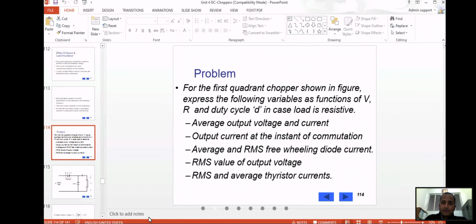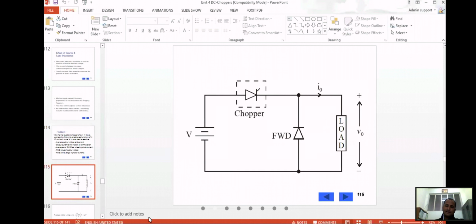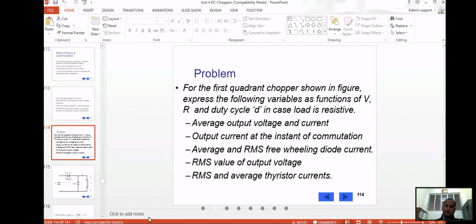We have to express the following variables as a function of V, R, and the duty cycle. You have to find the average output voltage and current, the output current at the instant of commutation, the average and RMS of the freewheeling diode current, the RMS value of the output voltage, and the RMS and average thyristor current. These things we have already done. This is the first quadrant chopper.